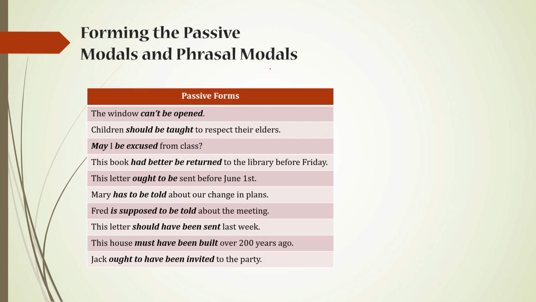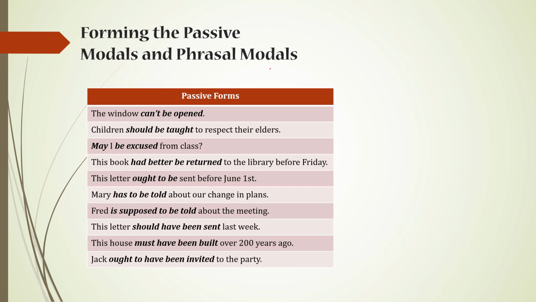The next, forming the passive modals and phrasal modals. There are some modals: will, would, can, could, shall, should, may, might, and so on. There are some phrasal modals like be going to, be supposed to, ought to, had better, and so on. If you want to change an active form in the form of modal or phrasal modal, you may just add be after the modal or phrasal modal.